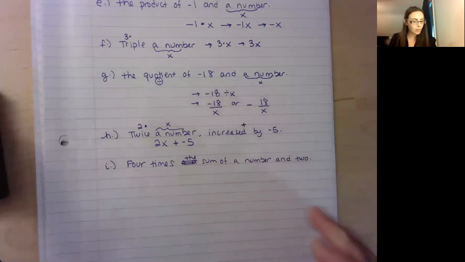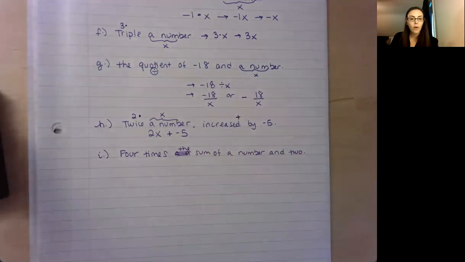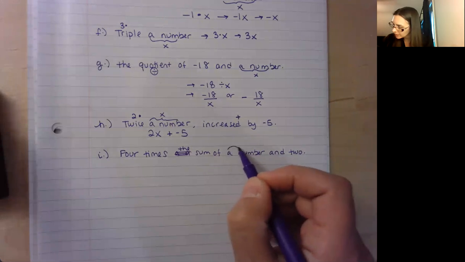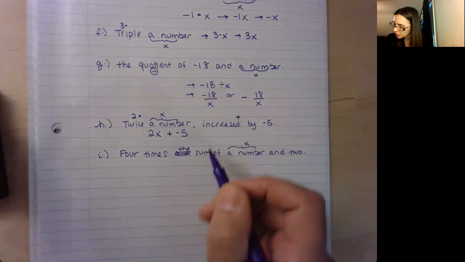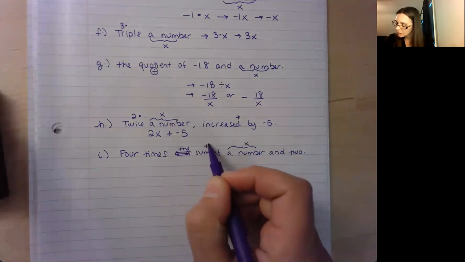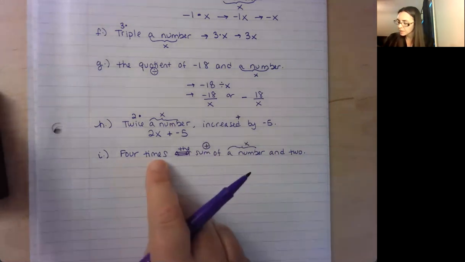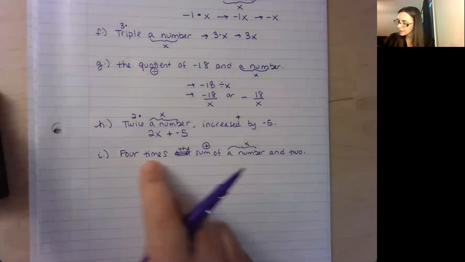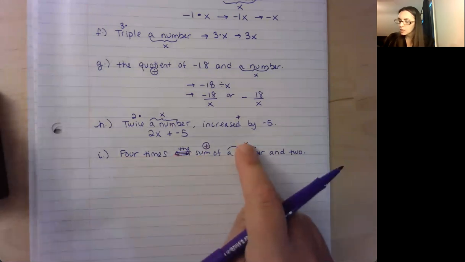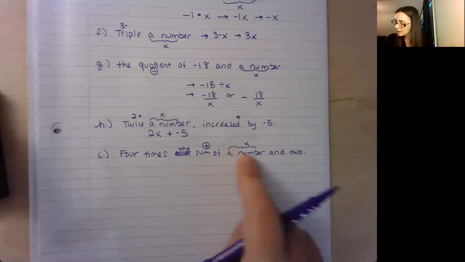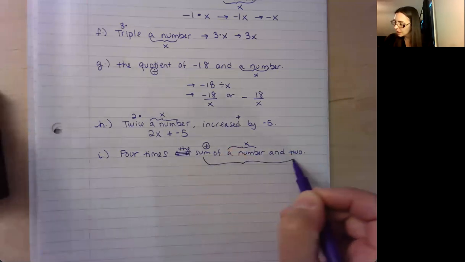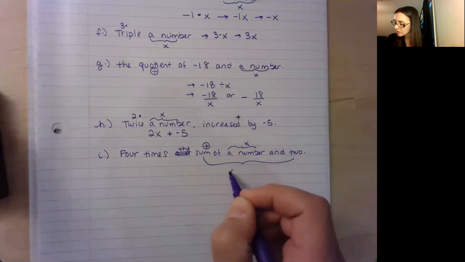All right, so here's one that's a little bit harder. 4 times the sum of a number and 2. Now, we know the number part is going to be x. And sum refers to addition, right? So we're going 4 times, we're multiplying by 4 here, the sum of a number and 2. So this is a little bit different. Here we're talking about the sum of a number and 2. So this part here becomes the number plus 2, right?